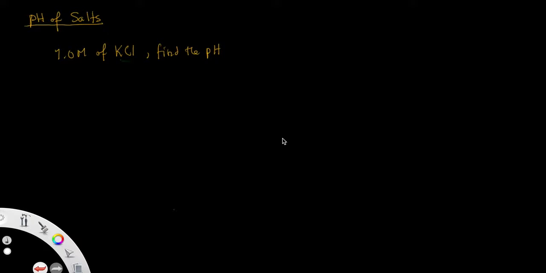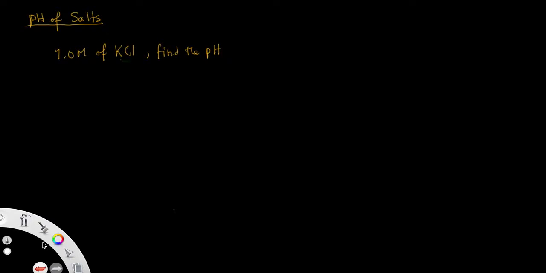Hey guys, so today we're going to be talking about how to find the pH of salts, and we're going to talk about how we can approach problems like this by doing a problem ourselves. In this problem, we have 1 mole per liter of potassium chloride, and the question asks us to find the pH of the potassium chloride. So they give us the molarity, they give us what the salt is, and they are asking us to find the pH.